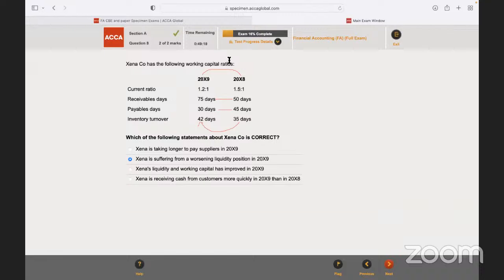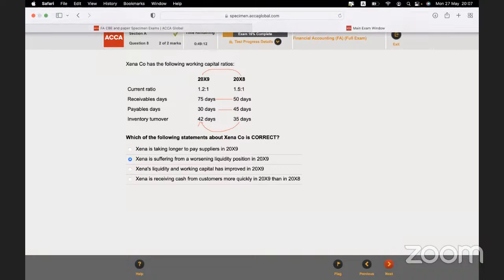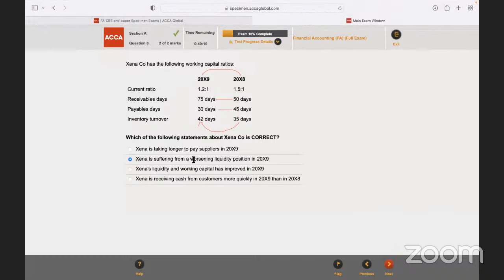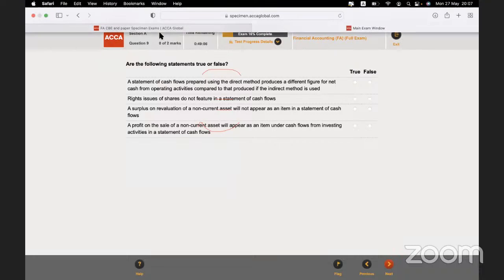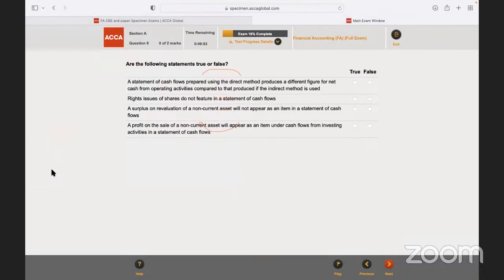So always, guys, when you compare, go from 2008 to 2009, or maybe from the starting year to the ending year. Okay, don't go the other way around. Right. So that's the answer, guys, for the second one. Okay, right. Can you guys try to pick up the answer for this one? So this is based on cash flow, the one that we spoke about today.